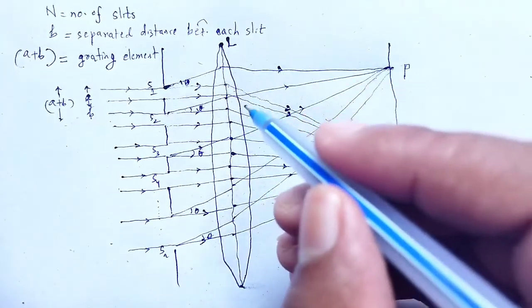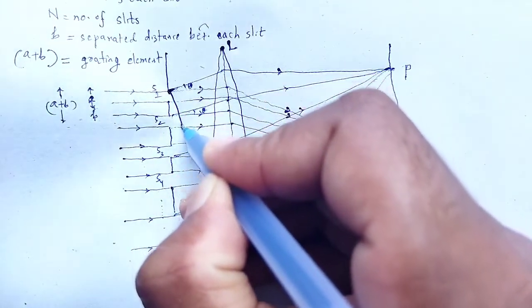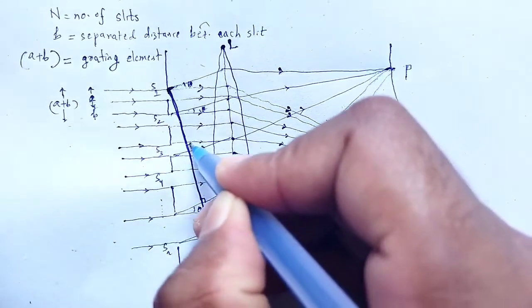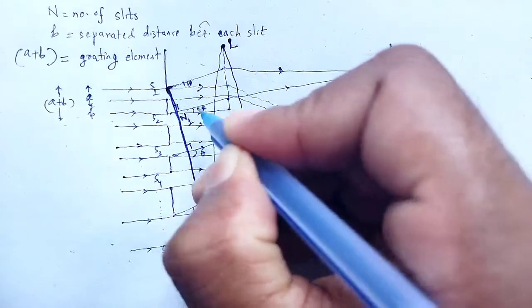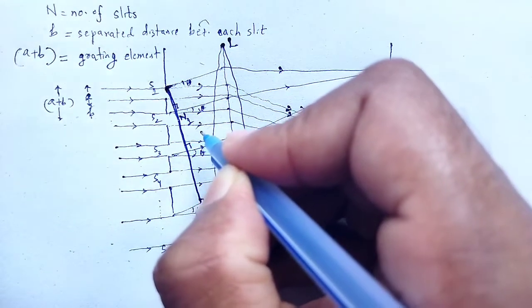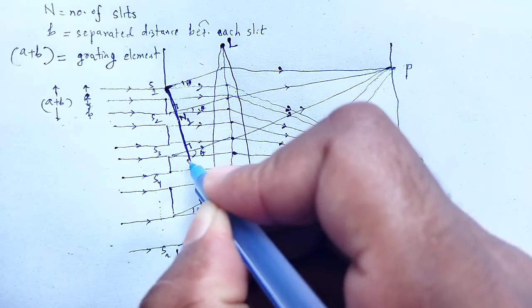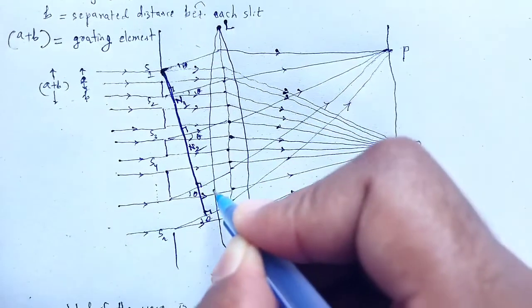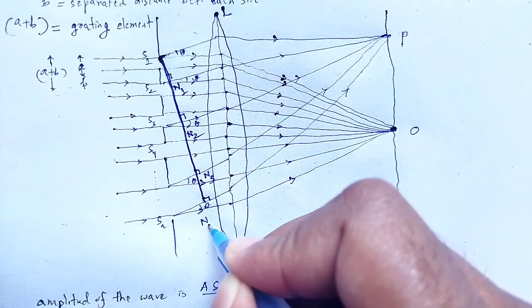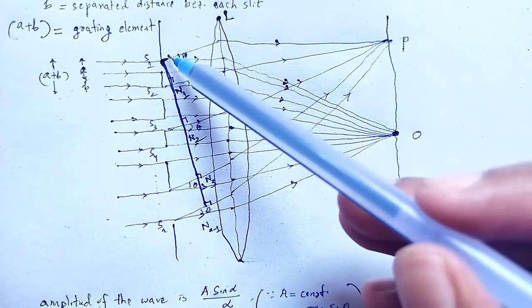Now, let me draw a perpendicular from the slit S1 to these rays. These perpendiculars are named as N1, N2, N3, and so on, up to N minus 1.